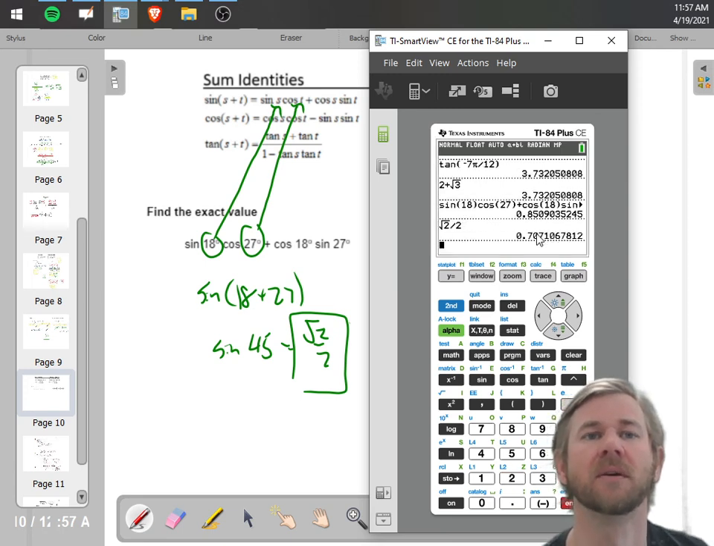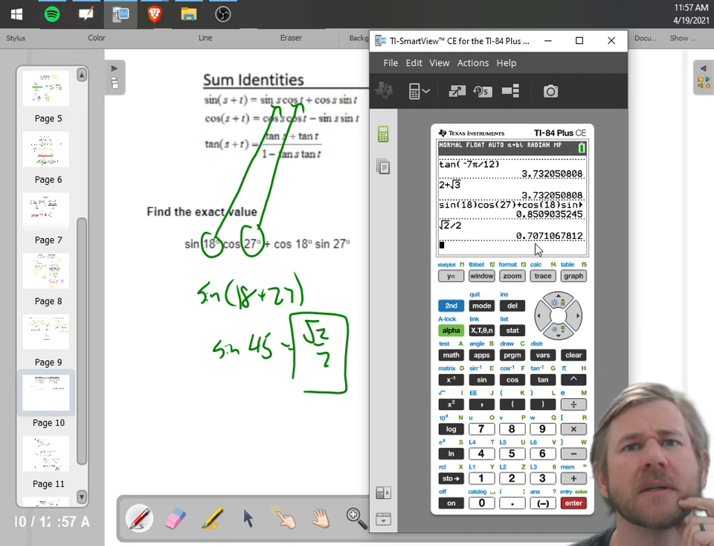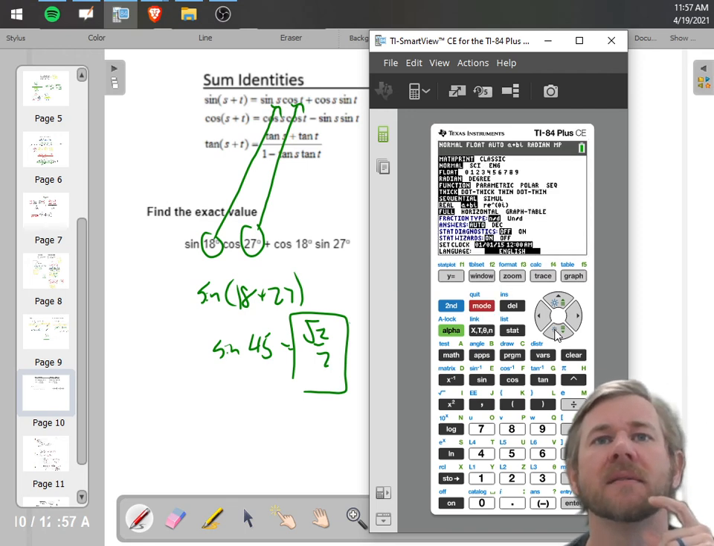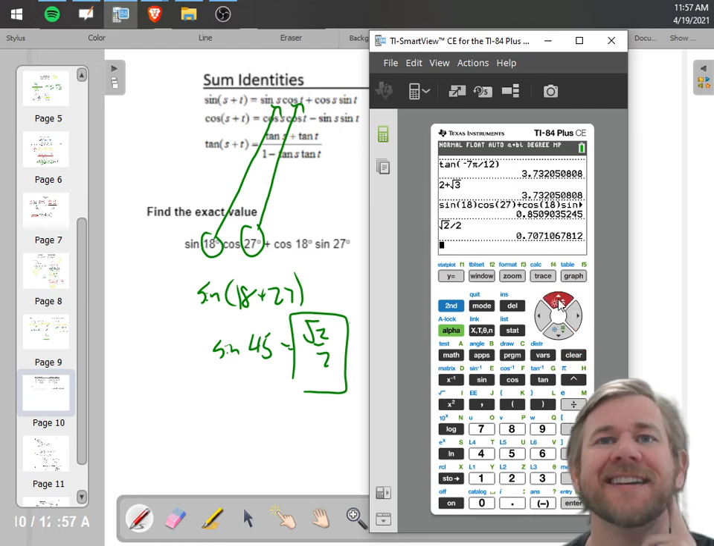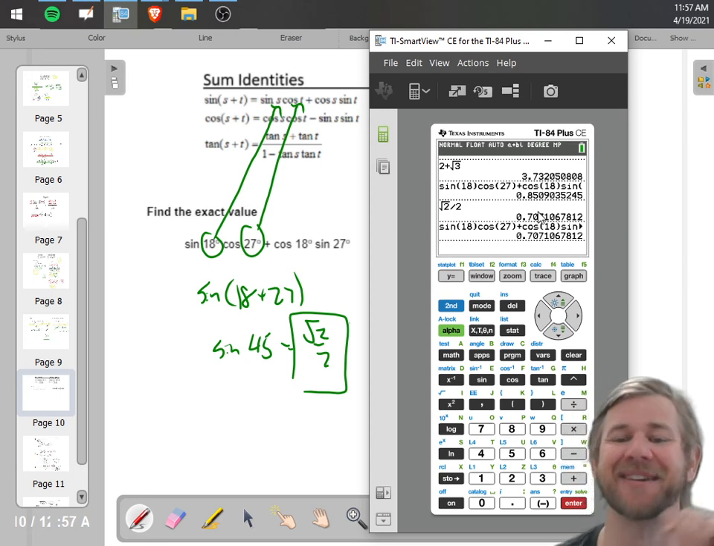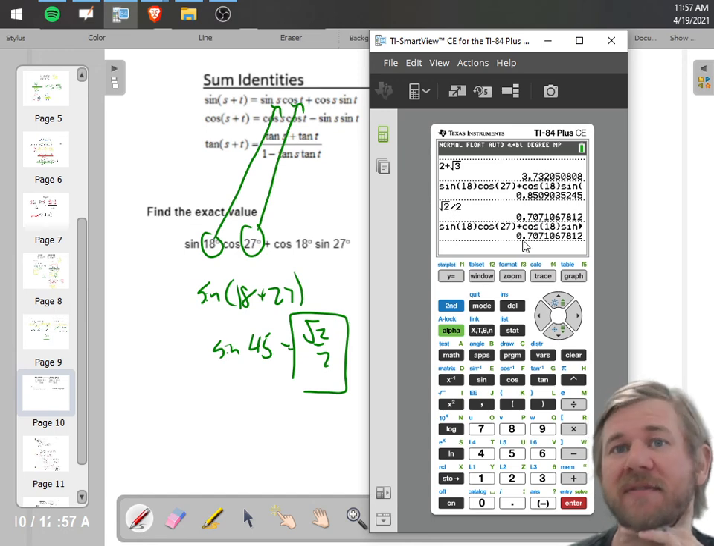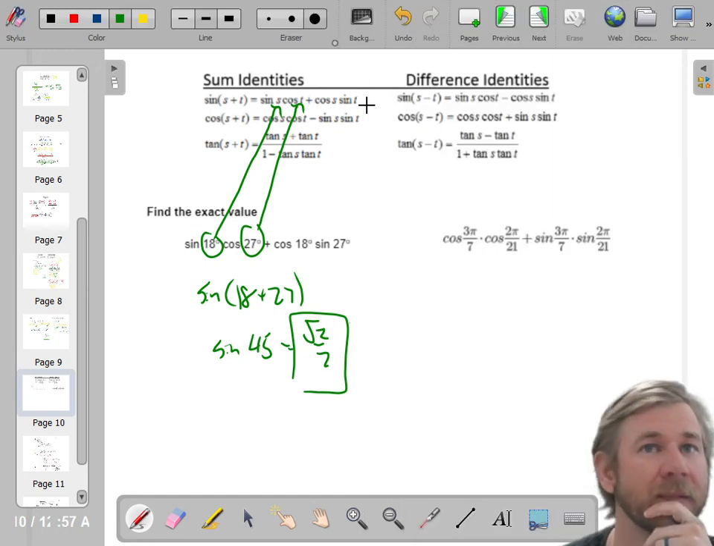Uh-oh. No, it's not. What did I do wrong? Oh, I'm in radians. I need to be in degrees. Okay. Wait, I'm pretty sure I'm right. Let's go back up and try this again. In degrees. Hey, there we go. Okay. You got to make sure you're in the right angle measure. If you're doing degrees, you better use degrees. So radical 2 over 2, 0.707. Sweet, we did it.